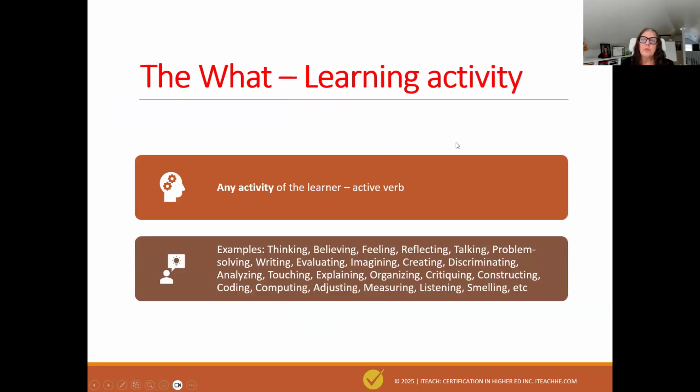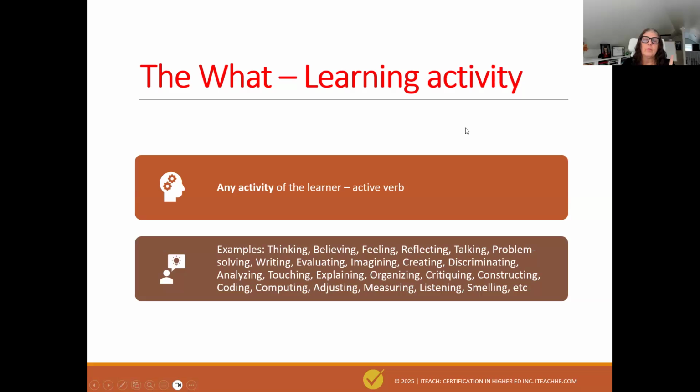The learning activity, the performance, is red, and that's anything the learner is doing. The important piece is the active verb. Some examples: you're going to reflect, you're going to problem solve, you're going to write. The student's going to evaluate, organize, measure. Any kind of learning activity, any active verb that the student is doing, is the performance. We want to keep that in mind.